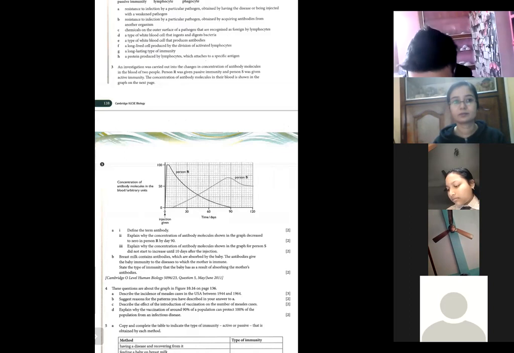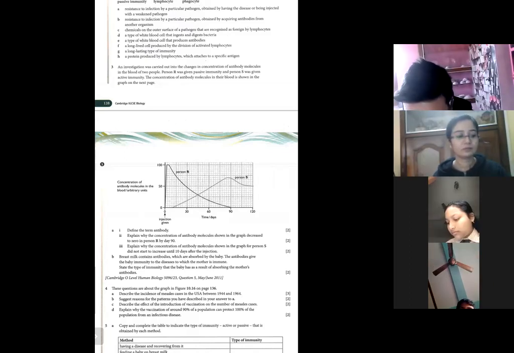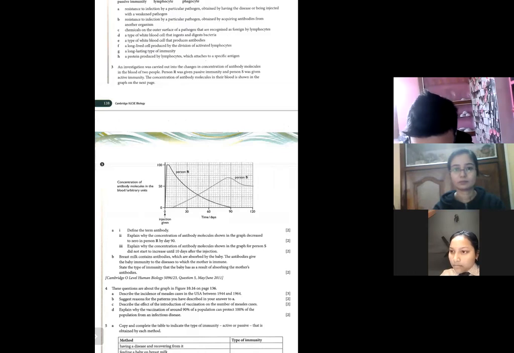The concentration of antibody molecules shown in the graph decreases to 0 in person R by 90 days because person R was given passive immunity, which is not a long-term immunity. And after all the pathogens are removed from the body, the antibody also goes to apoptosis process, and finally the number of antibodies becomes 0 as no memory cells are produced in passive immunity.